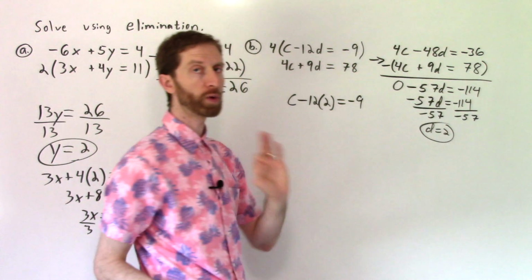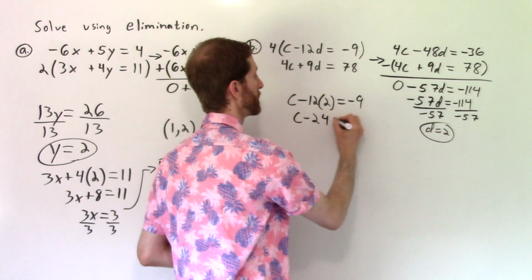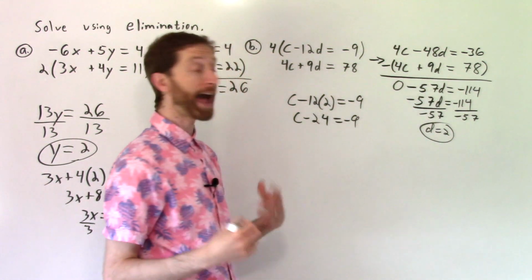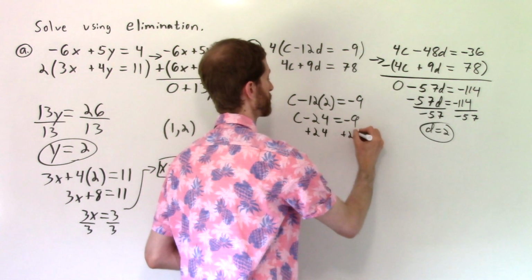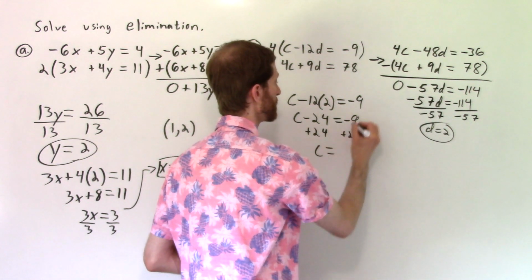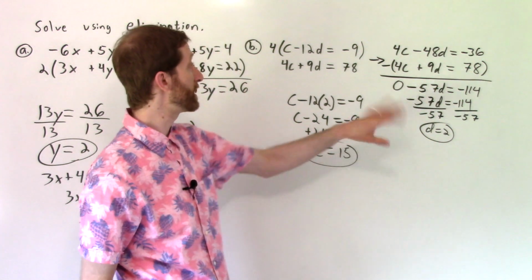Again, the original equation is what you're plugging into and checking. c minus 24 is equal to negative 9. And then I add 24 to both sides to solve for c. It's just normal equation solving. So that leaves me with c is equal to positive 15. And that's our solution, 15 and 2.